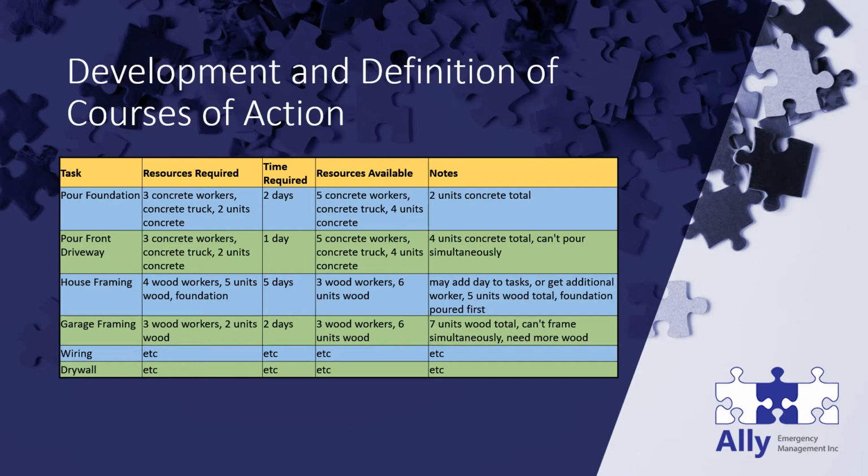Next task, framing the garage. We need 3 workers to do that, 2 units of wood. It'll take us 2 days. We have the 3 workers, which is good, but we only have 6 units of wood total. We're going to need 7 units of wood to do the house and the garage. There's not a whole lot of options, I think, in using less wood. You can't very well build a house or a garage without a wall or without a roof. So we're going to have to go out and find an additional unit of wood to get this job done.